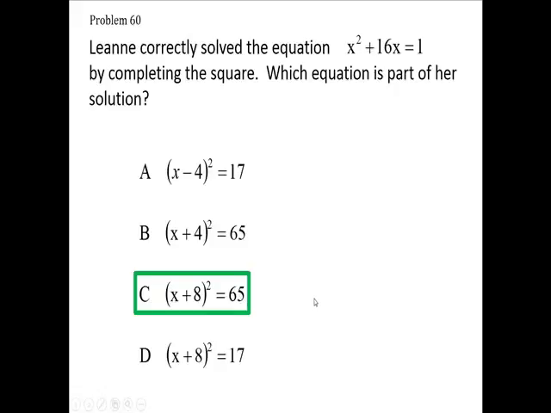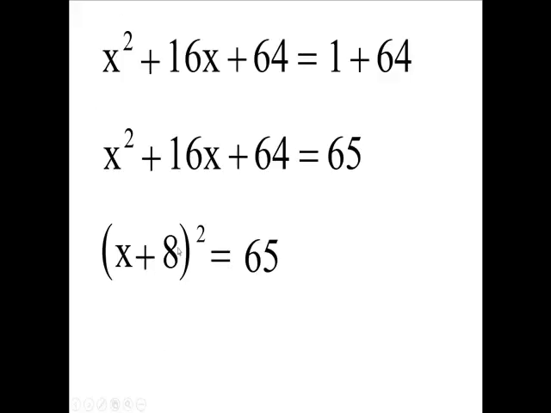Now what's the value of getting it set up like this? Well, now we can solve this equation. Once you have something squared, hence completing the square, if I take the square root of this, I'll get x plus 8. Take the square root of this, we're going to write the radical, a plus or minus, with the radical, 65.